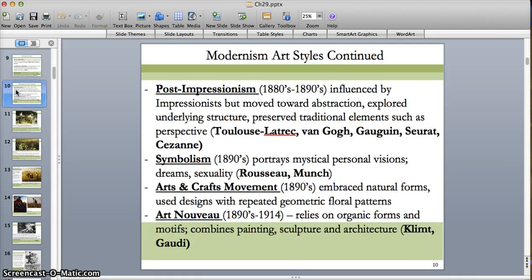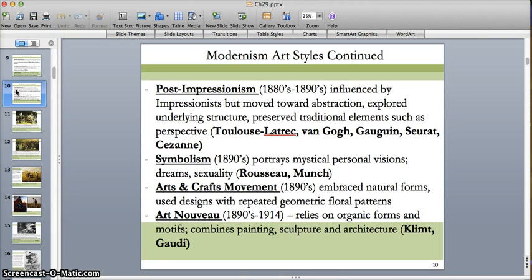Moving on to post-impressionists, they are similar to the impressionists in that they use the impasto brushwork, but beyond that, they really have very few similarities. We talked about their use of color. You see deeper, darker colors. They use juxtaposition in their color schemes.